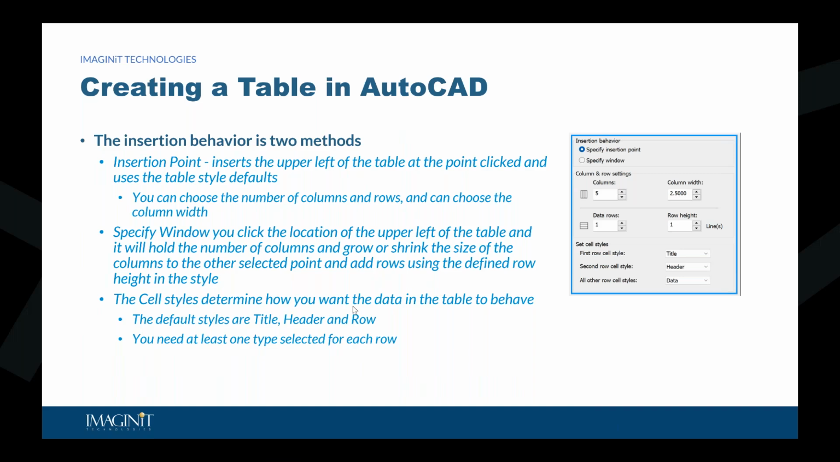The cell style determines how you want the data in the table to behave. So the default styles are title, header, and row, and you need at least one type selected for each cell style. I put row here, but basically you need a title, a header, and a data. Everything can be all title, anything can be all data, anything can be all header, but there are some differences here, and we'll talk about those differences when we build it.